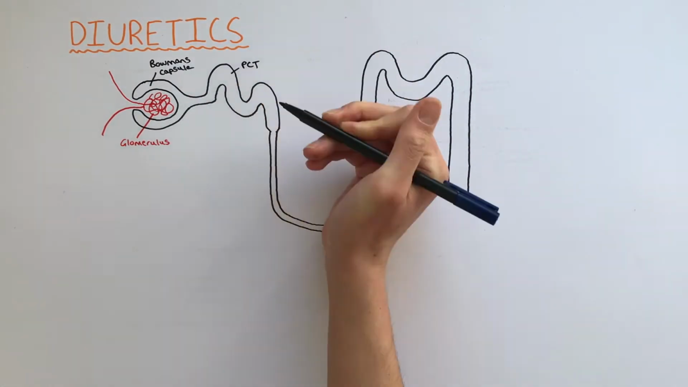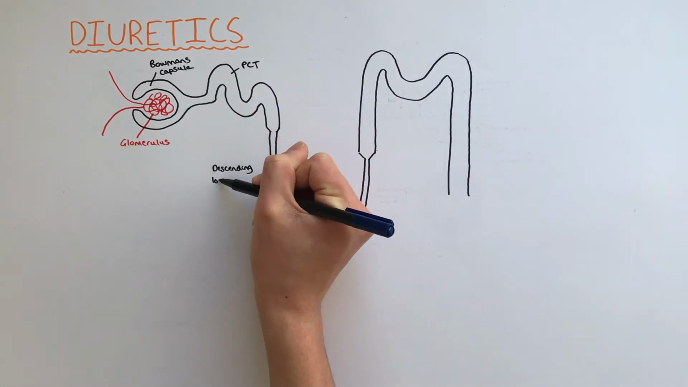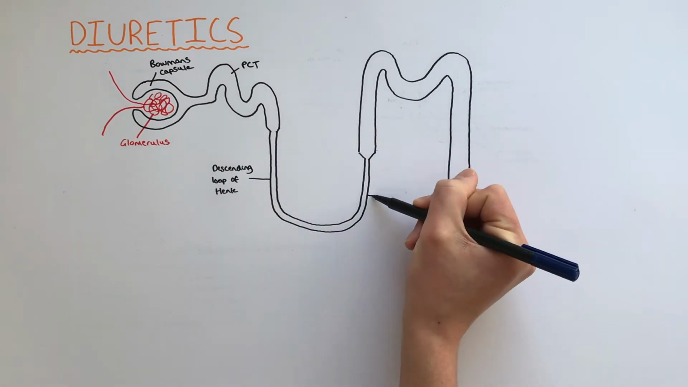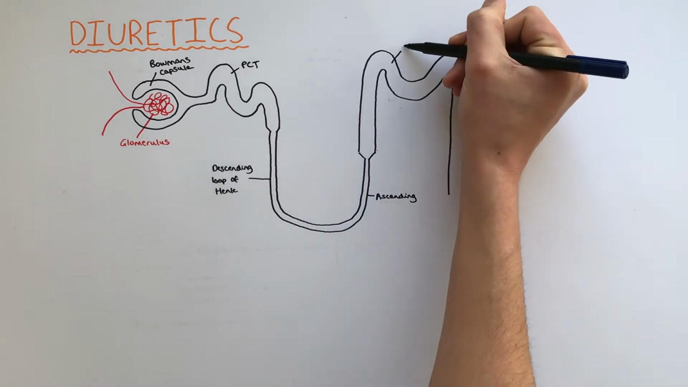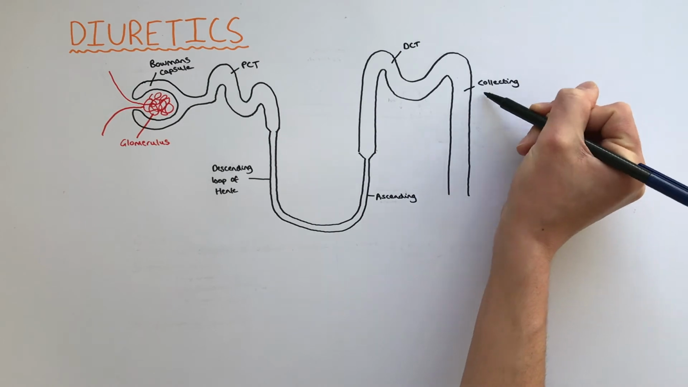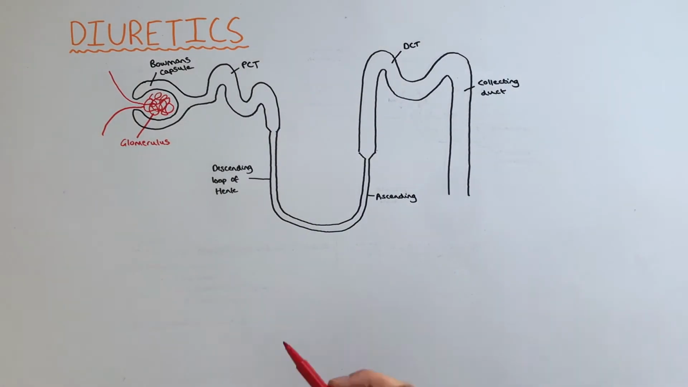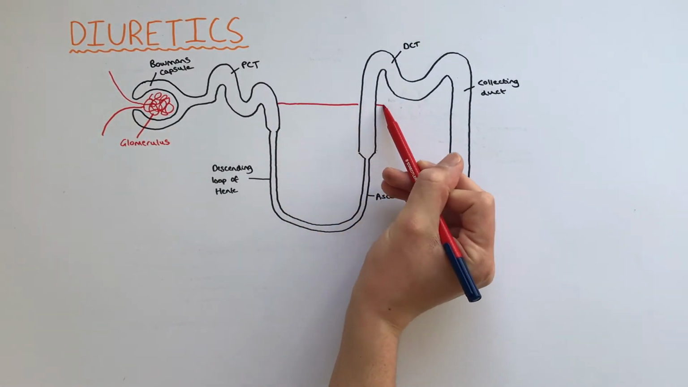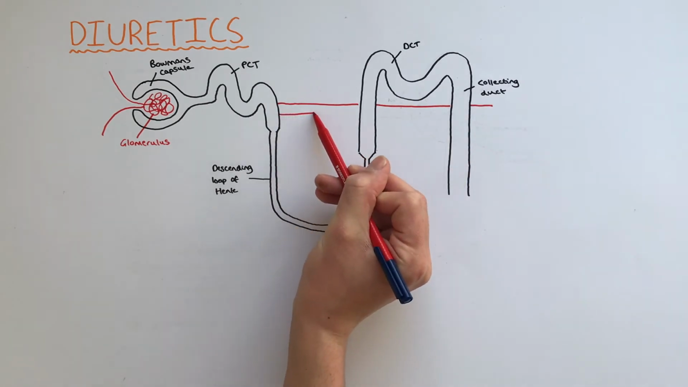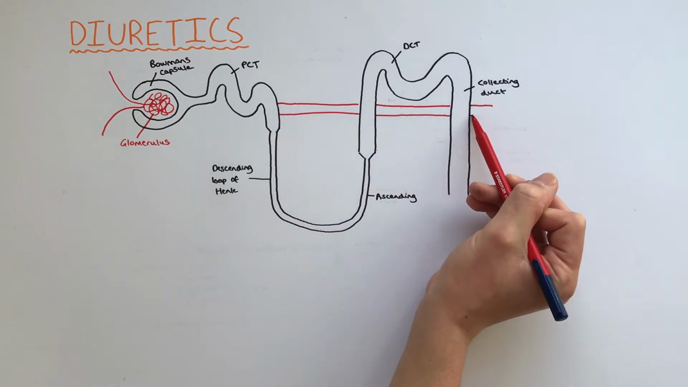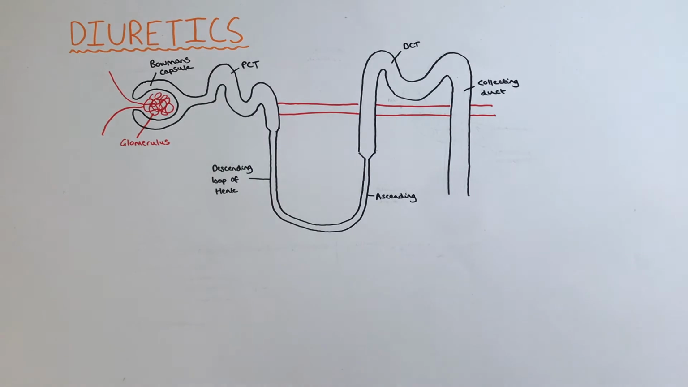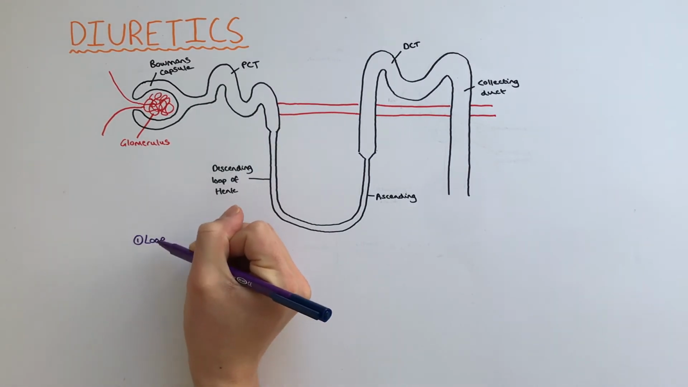There is then the proximal convoluted tubule, descending loop of Henle, ascending loop of Henle, distal convoluted tubule, and finally the collecting duct. Surrounding the nephrons are blood vessels, but for the purpose of this drawing, we will just draw a blood vessel going through the middle. The blood vessels allow for the secretion and reabsorption of substances between the blood vessels and nephron.